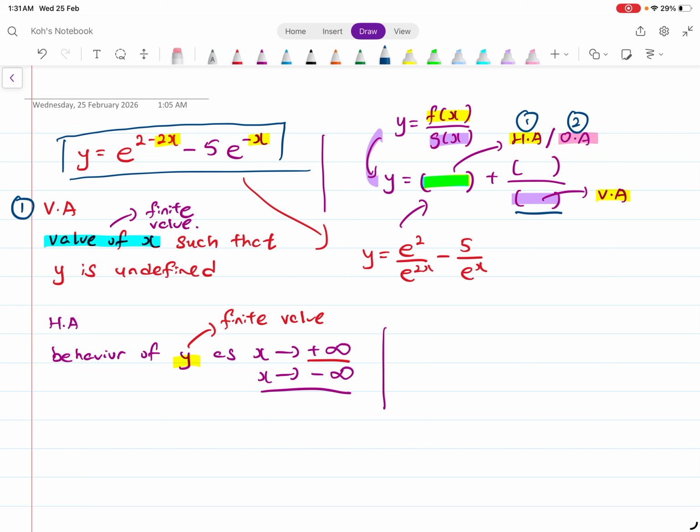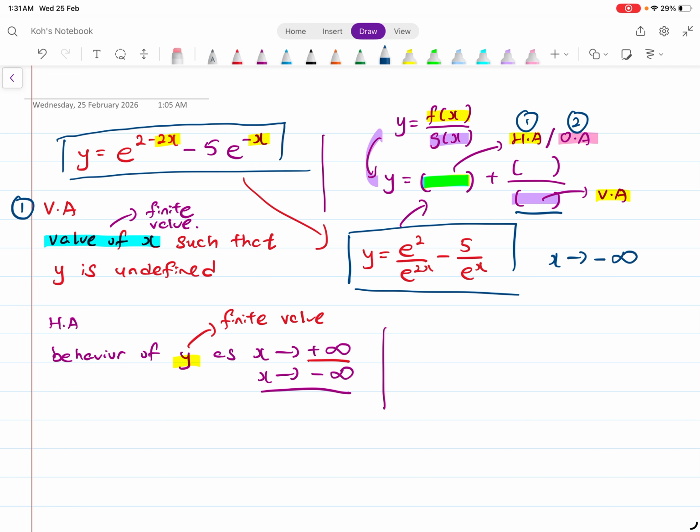So it means that y will actually blow up to infinity. To do this, I can maybe rearrange the equation to be as such. For example, y equal to e to the power of 2 over e to the power of 2x, minus 5 over e to the power of x. You notice that for all finite real values, there is no such value of x such that y will tend to infinity, except for this value.